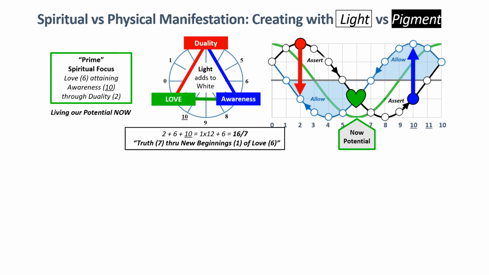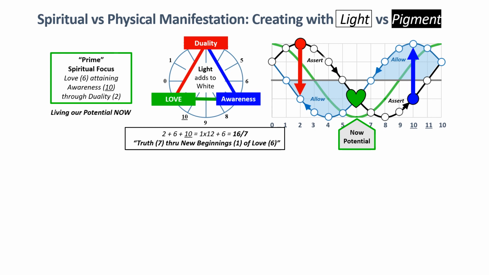And 16 resonates with the 1 plus 6 equals 7 energy of truth through new beginnings of love, of self-love as our ultimate truth. And as we can see by the depth of the green wave at position 6, the path of resonance with love represents the maximum amplitude of potential we can experience in the entire prime vibrational cycle. Also, love being centered between the past to the left and the future to the right, that potential is always achieved in the now moment.